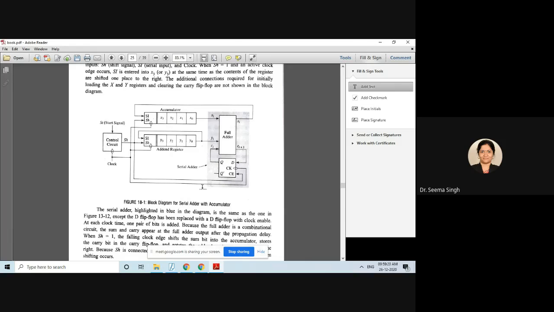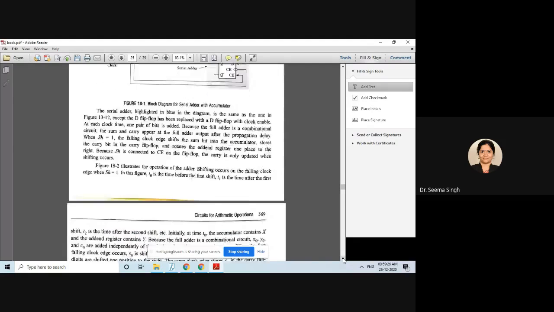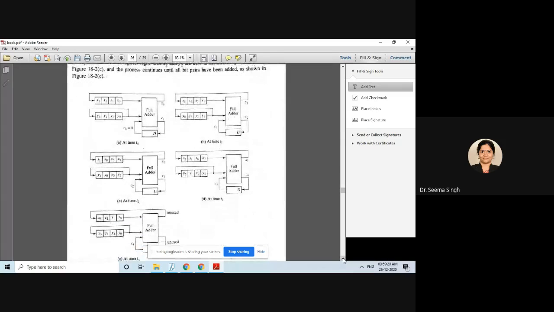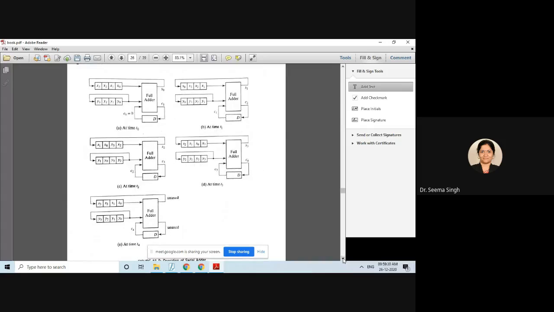Now whatever I told you, you should understand in the form of a state diagram also. State diagram means, see, this is what I told being shown. At time T0, what is happening? Your data is like this. Control input has done all this, and your full adder is adding Y0 and X0, and C0 is 0 at the initial phase, and you get your S0 and C1.